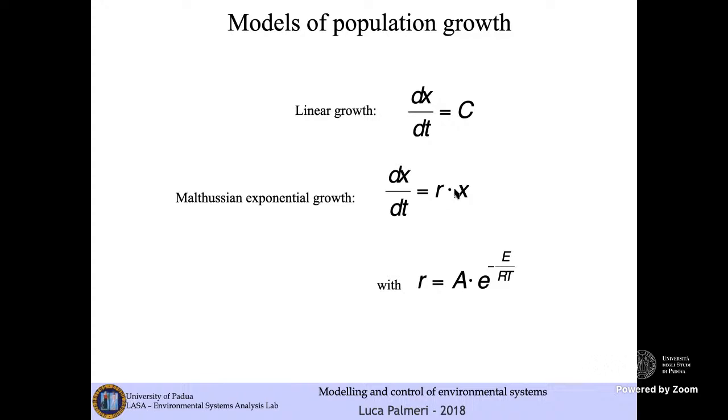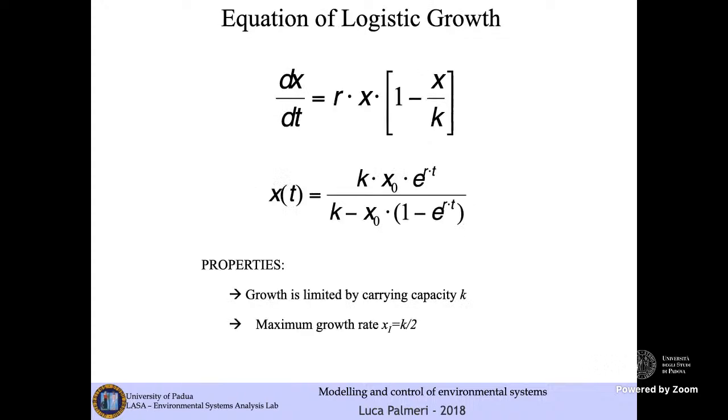Of course, this is a first-order kinetic in which we have a dependence on the state variable x. You know very well that the solution of this differential equation is an exponential growth, but then we have seen that exponential unlimited growth is ecological nonsense, so we have to include some limiting effects.